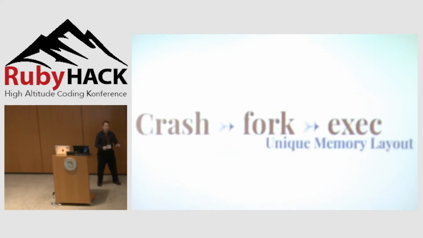So since the worker process calls exec, it has an entirely different memory layout than the parent process and all the other worker processes. So if the worker process crashes, and the parent process spawns a new worker process to replace it, that worker process will also have a completely different memory layout, making address space discovery attacks impractical.